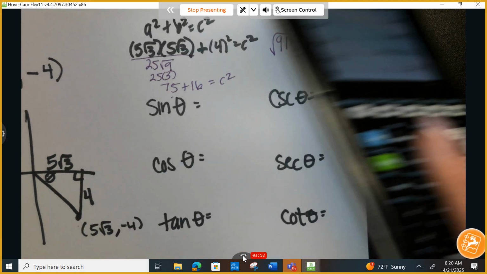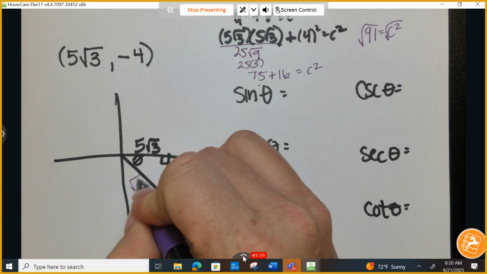Okay, we don't try 1. All right, so this is the square root of 91.